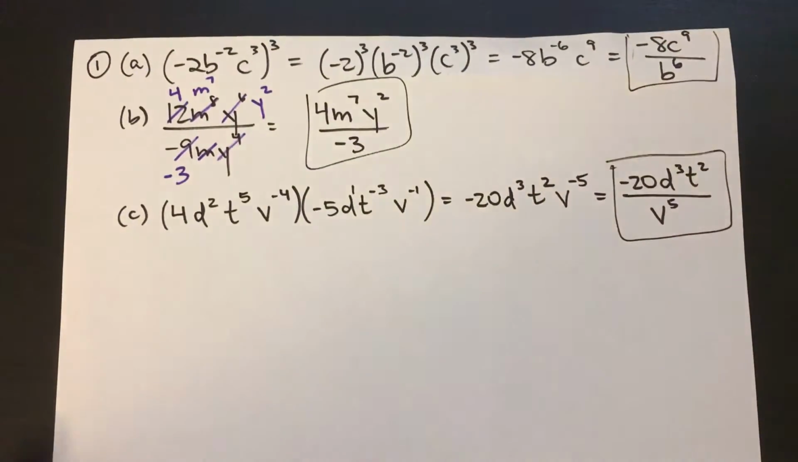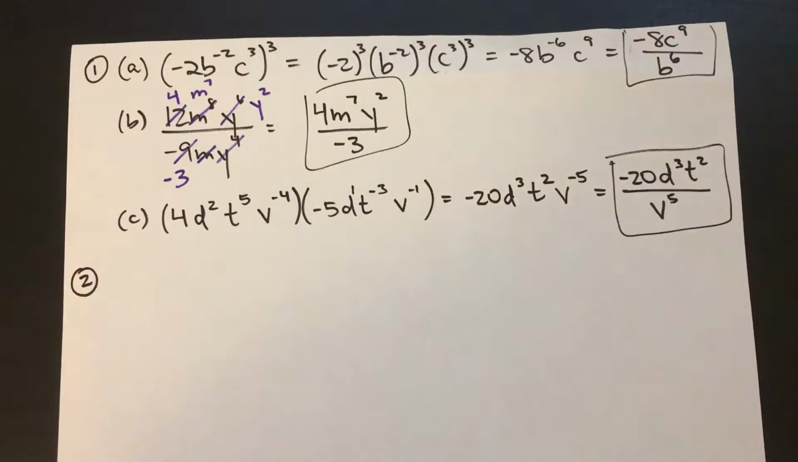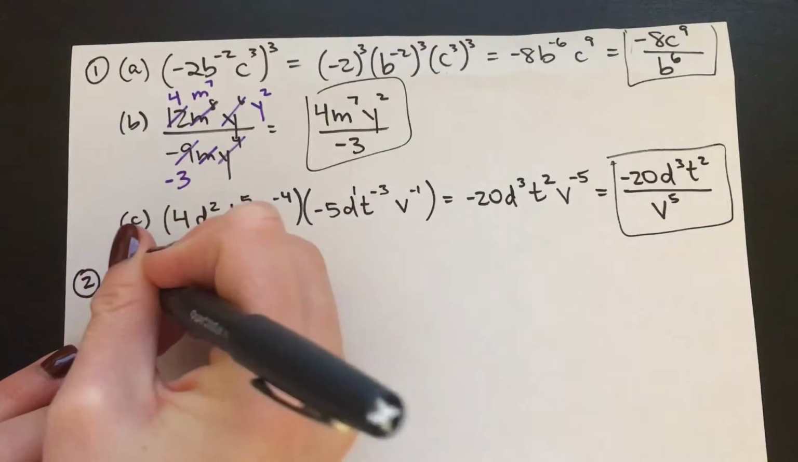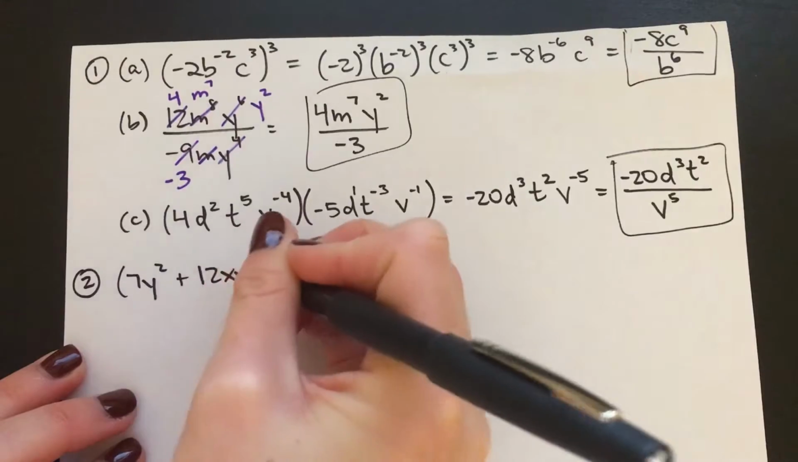Okay, so those are some different exponent rules for something like number 1. Number 2, we have just addition and subtraction, basically just combining like terms for these two expressions. So let me just copy this down.